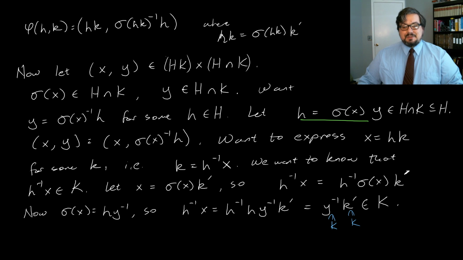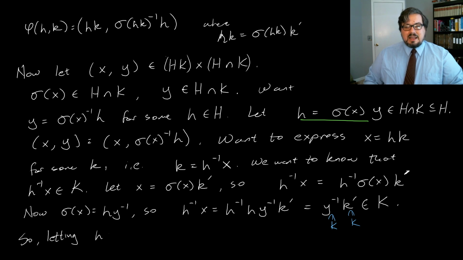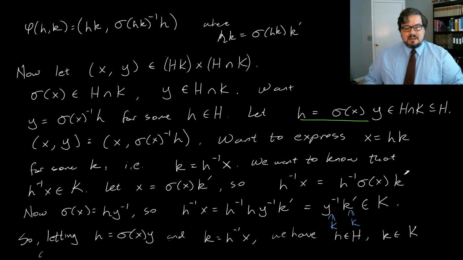So this means that if we let h be sigma of x times y, and k be h inverse x, we have that h belongs to H, k belongs to K, and by everything that we just did, we have that phi of (h, k) is equal to (x, y).